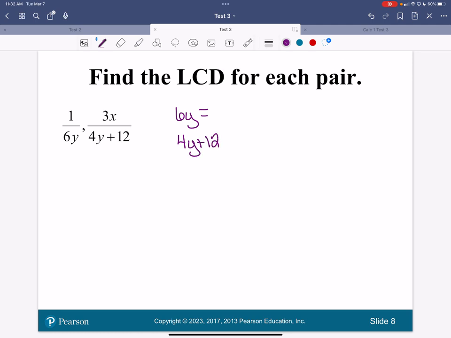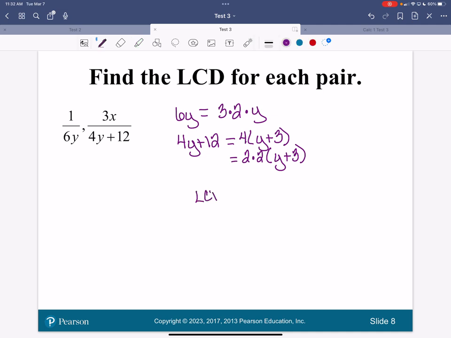Okay? What does 6y break down to? Good. So I've got 3 times 2, and then what's my variable? Good. Okay. What can I factor out of 4y plus 12? So I've got 4, and then I've got y plus 3. Now, this is not prime. 2 times 2. Okay, so this actually needs to break down to 2 times 2 times y plus 3.